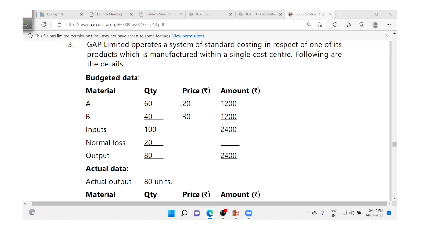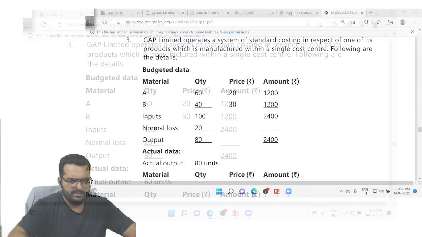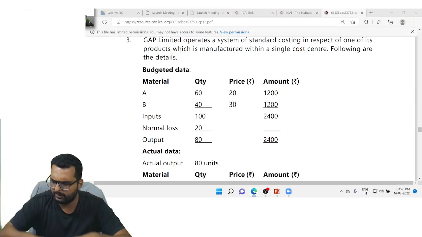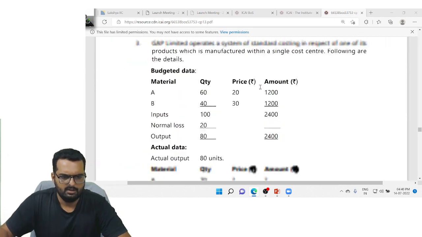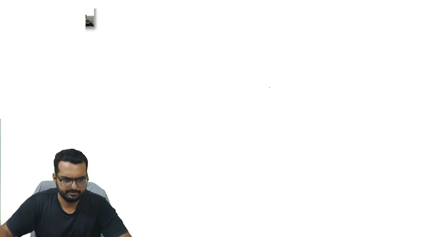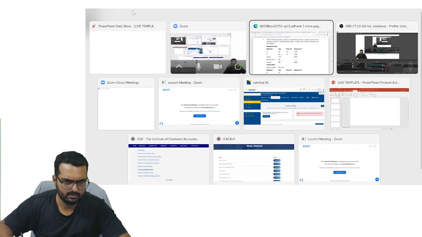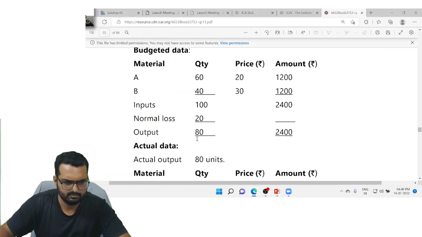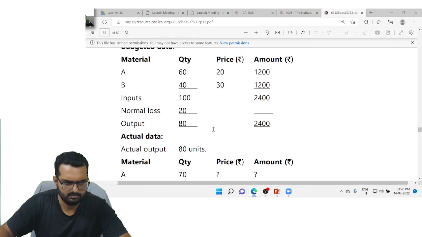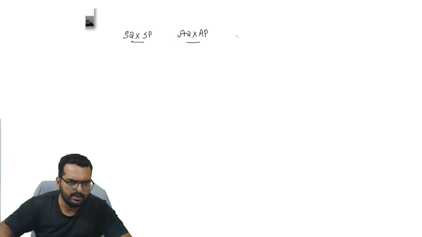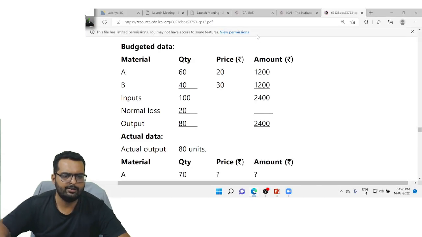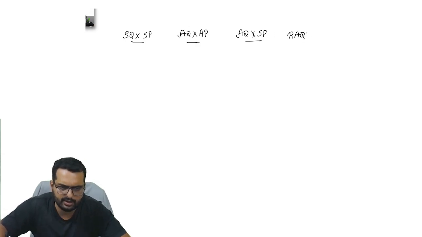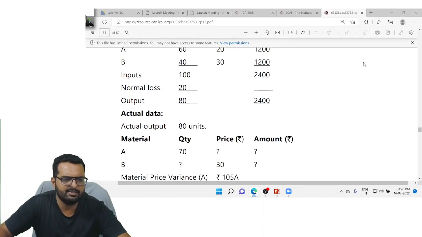All right, friends, let's do it together now. Fine. I think everybody has started getting the right answer. Shall we check it and do it together now? SQ into SP, AQ into AP, AQ into SP. We'll keep these three, and then the last one is what? RAQ into SP. First, whatever details are available, we'll fill up.